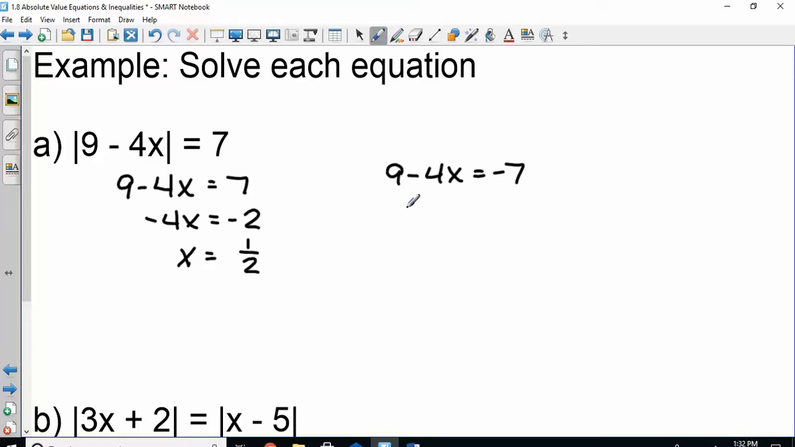Second one, subtract my 9. Gives me negative 16. Divide by negative 4. And I get positive 4.